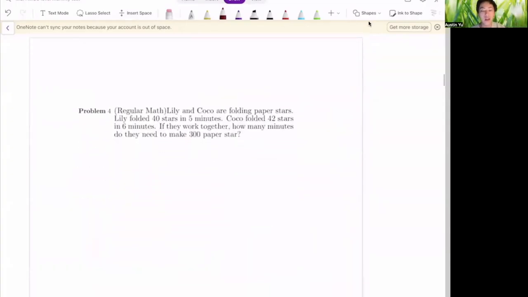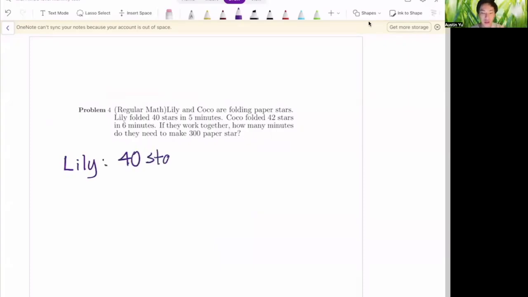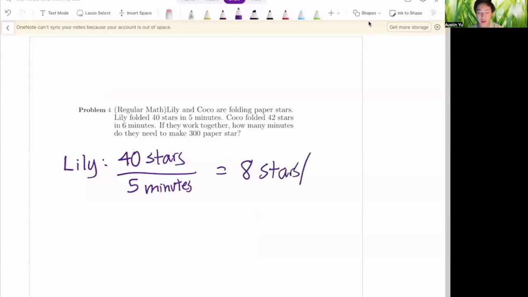Problem 4. Lily and Coco are folding paper stars. Lily folded 40 stars in 5 minutes. Coco folded 42 stars in 6 minutes. If they work together, how many minutes do they need to make 300 paper stars? So again, like the previous problem, we have to find the rate of each person. So let's start off with Lily. Lily makes 40 stars in 5 minutes. So 40 stars divided by 5 minutes. Let's find her rate per minute. That would just be 8 stars a minute, right?